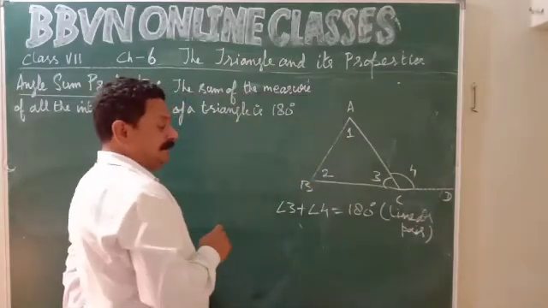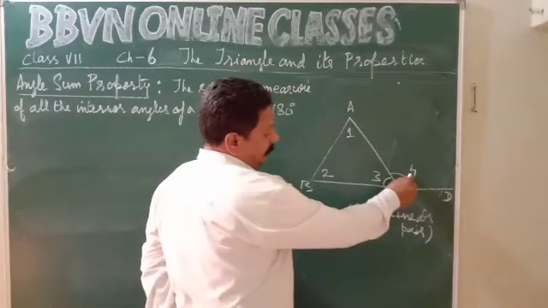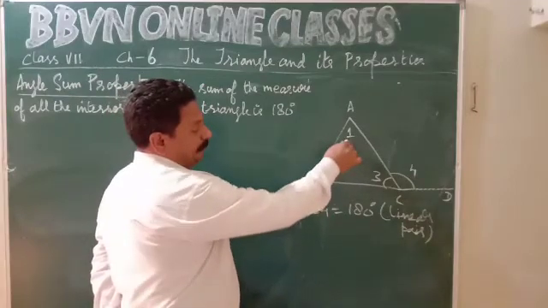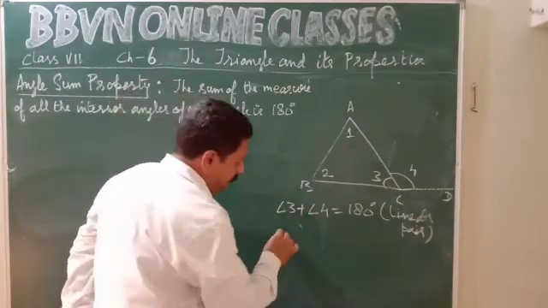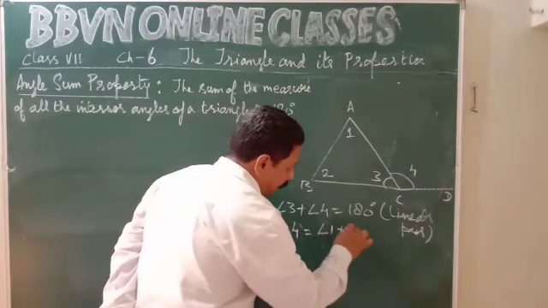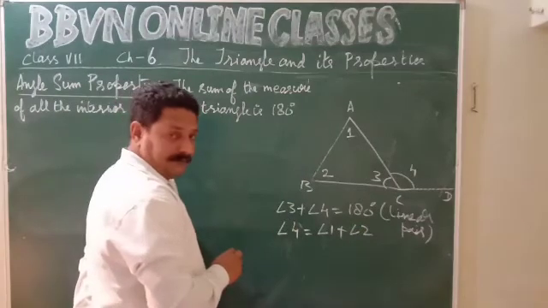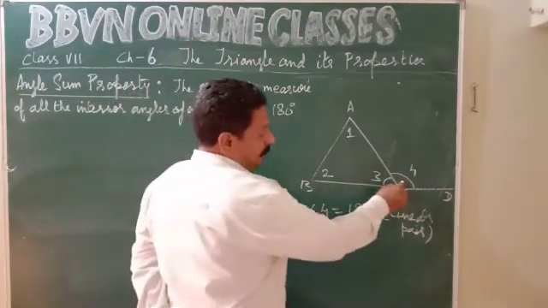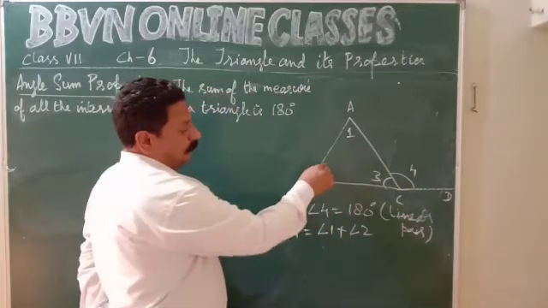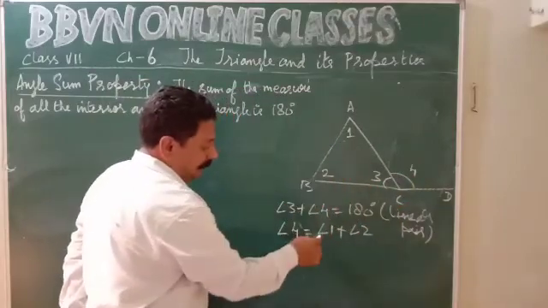Now yesterday we discussed that exterior angle of a triangle is equal to the sum of two opposite interior angles. It means angle 4 is equal to angle 1 plus angle 2. This is what we discussed yesterday, right? Exterior angle of a triangle will be equal to the sum of two opposite interior angles. So angle 4 will be equal to angle 1 plus angle 2.